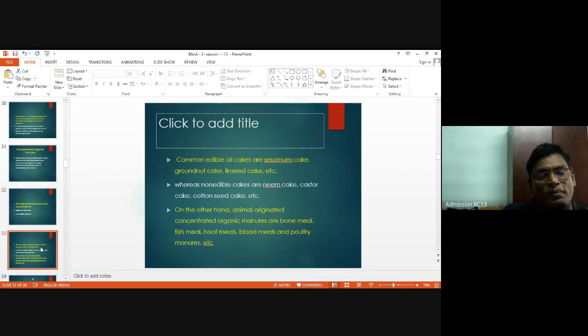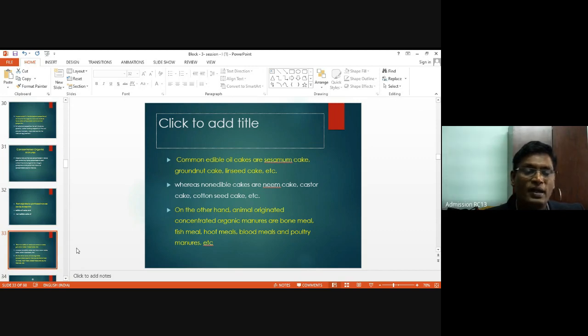The common edible oil cakes are sesame cake, groundnut cake, and linseed cake, etc. These are the common edible cakes which can be used here. Whereas the non-edible cakes are neem cake, castor cake, and cottonseed cake. These also play a role as organic manure.